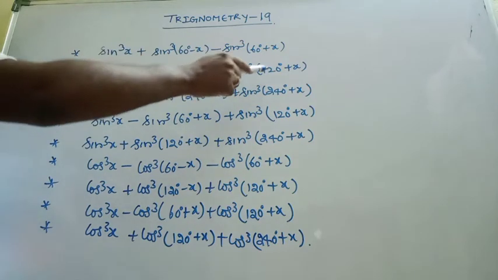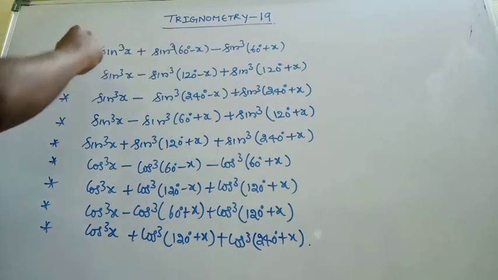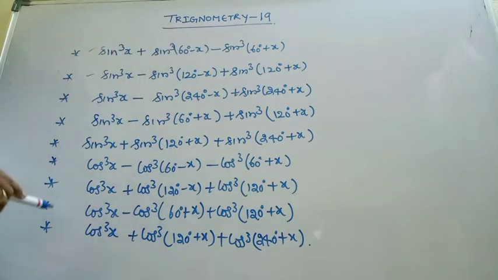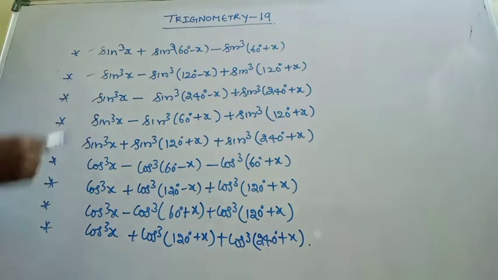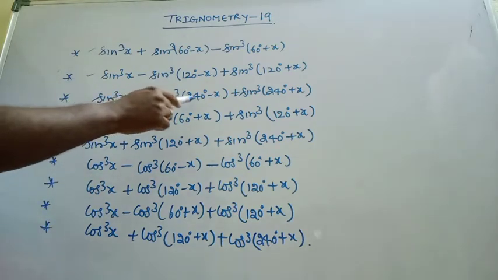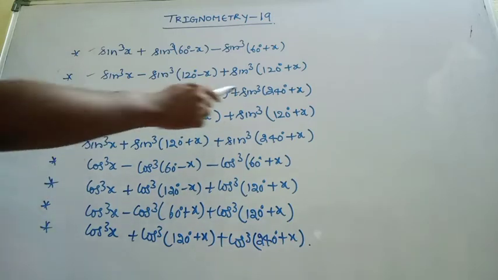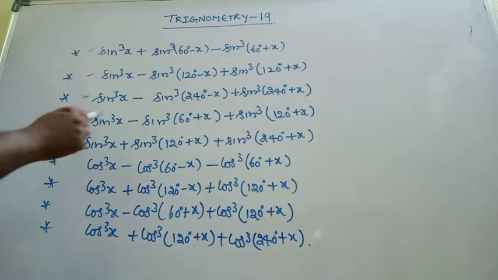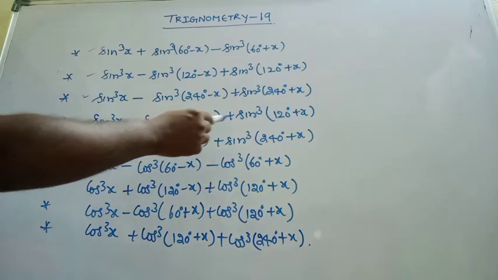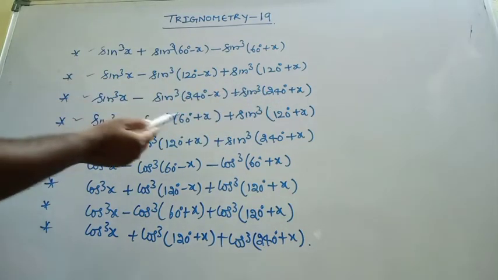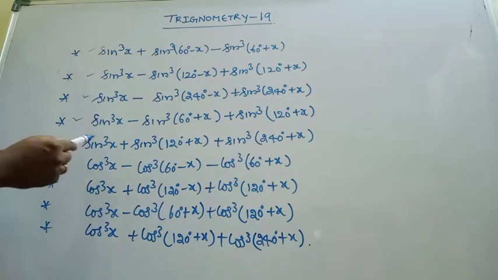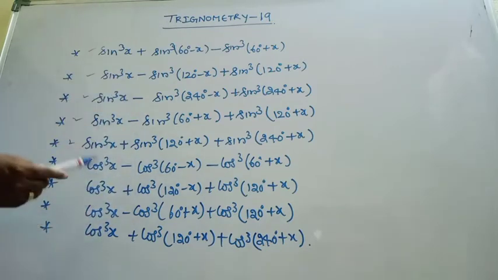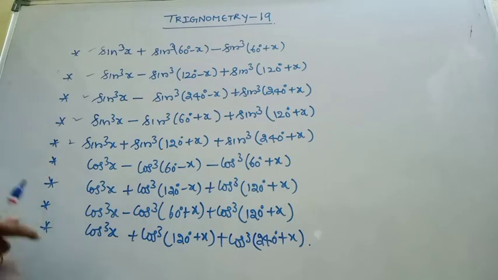And plus sine cube 120 degrees plus x. This problem also, right? These all we can do in a similar kind like how we did the previous problem. Now this also: sine cube x minus sine cube 240 degrees minus x plus sine cube 240 degrees plus x. This problem even, right? And here, sine cube x minus sine cube 60 degrees plus x plus sine cube 120 degrees plus x. This problem also. These are all similar kind of problems you can do. Once we did one problem, in the same way we can do the other problems.